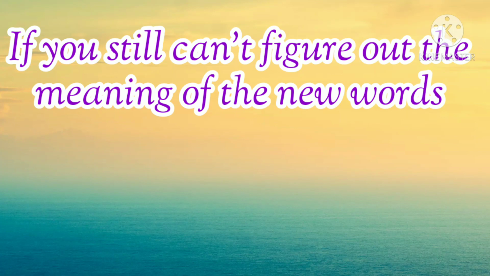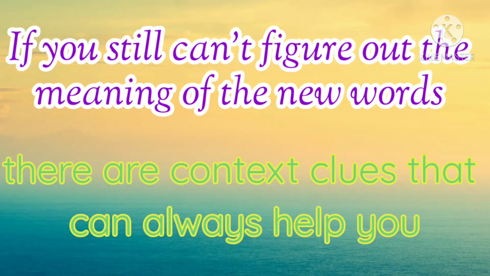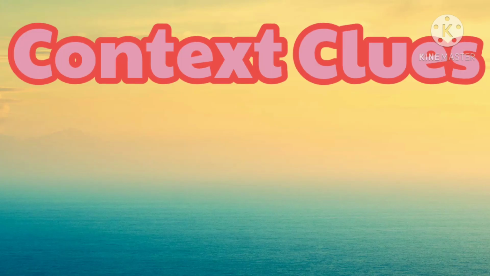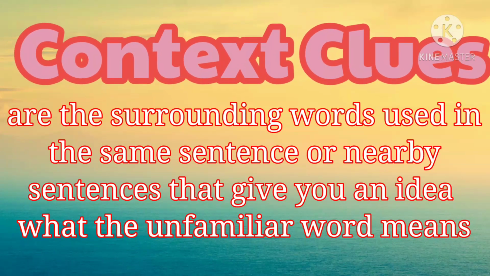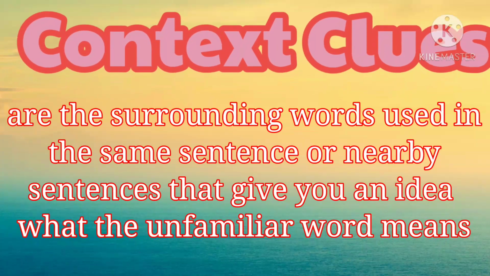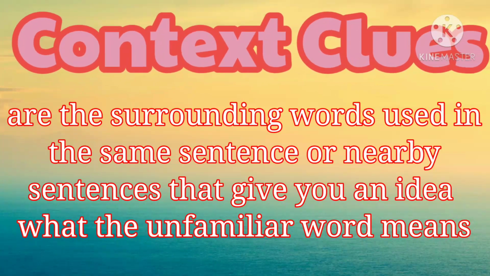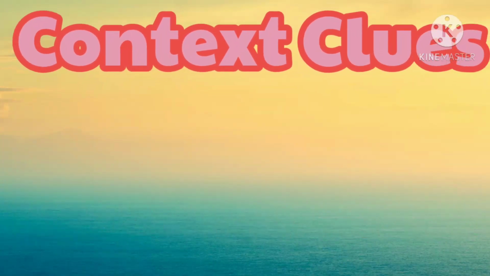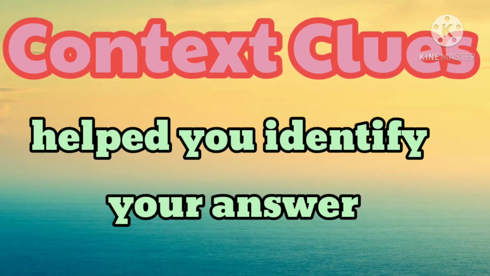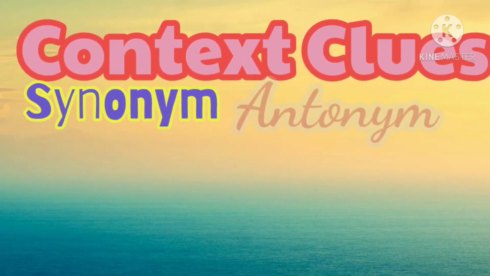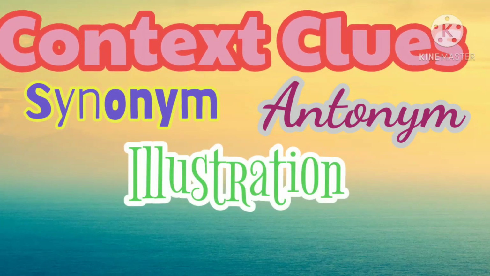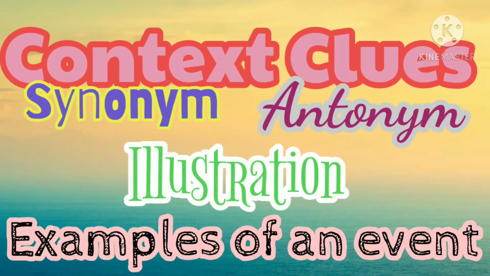If you still can't figure out the meaning of the new words through the word structure that contain affixes, there are context clues that can always help you. Context clues are the surrounding words used in the same sentence or nearby sentences that give you an idea what the unfamiliar word means. In the previous activities, context clues helped you identify your answer. These clues may give a synonym, an antonym, an illustration, or simply some examples of an event.